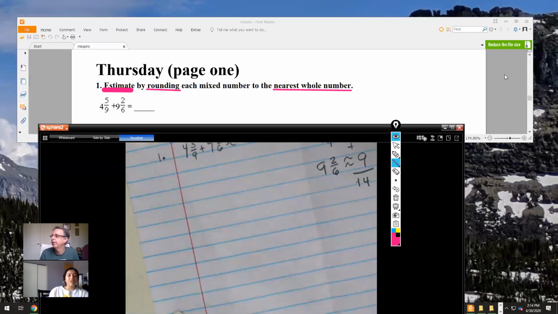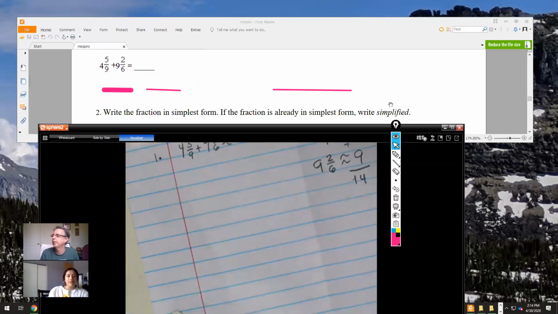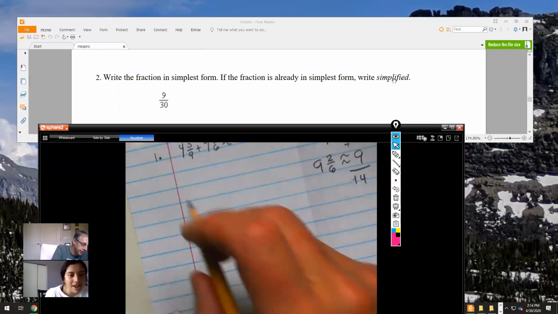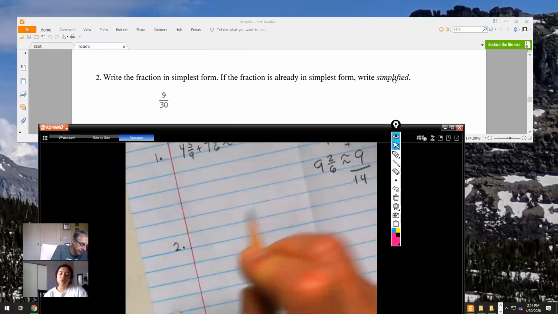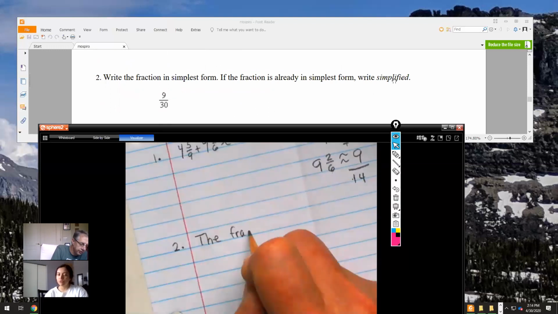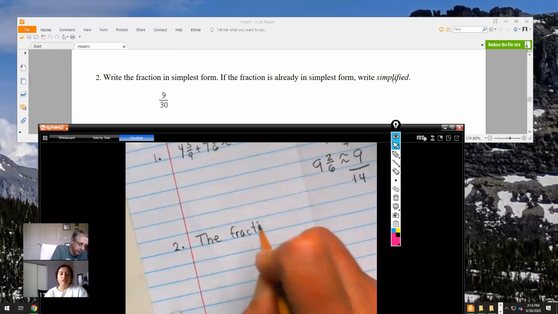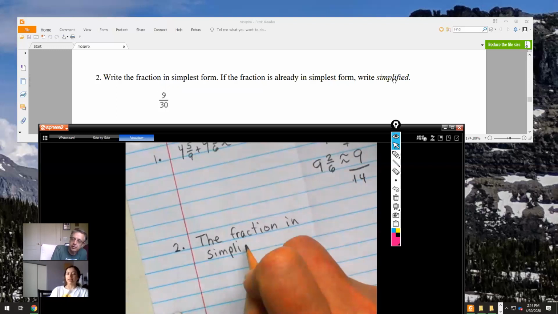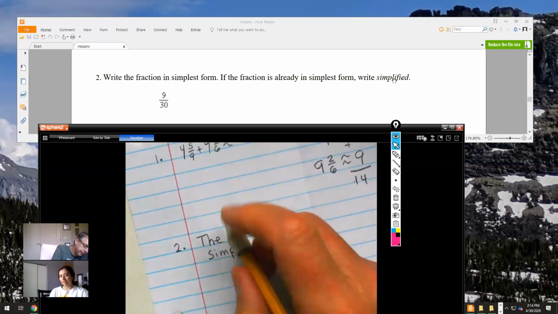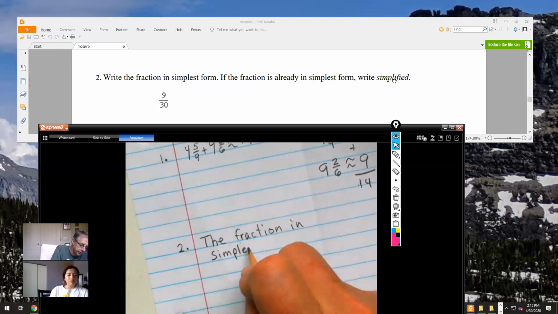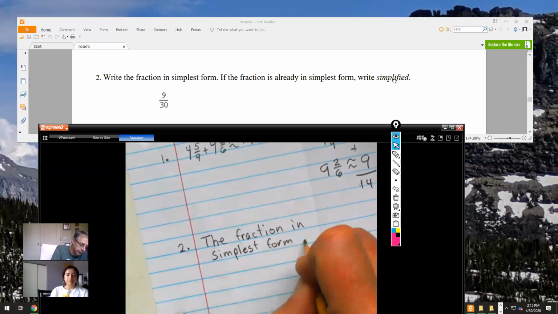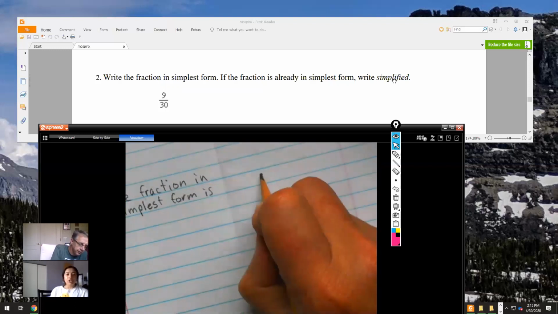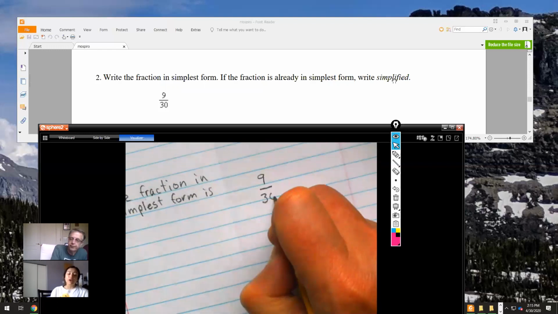Okay, so we're going to look at number 2. It says, write the fraction in simplest form. If the fraction is already in simplest form, write simplified. So for your answer sentence, you guys should say, the fraction in simplest form is... All right, so let's take a look at our fraction. Our fraction that we're going to be looking at is 9/30.